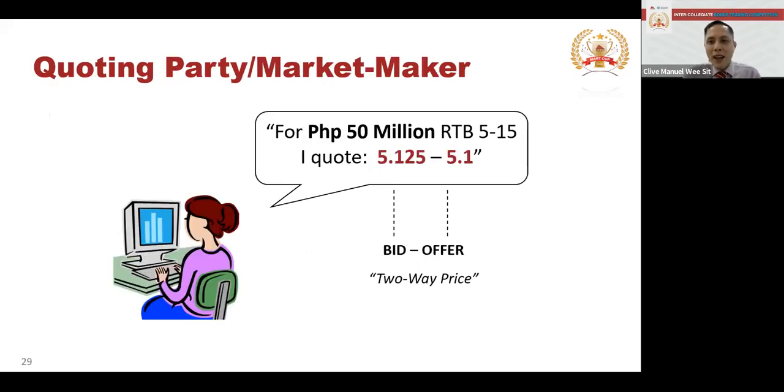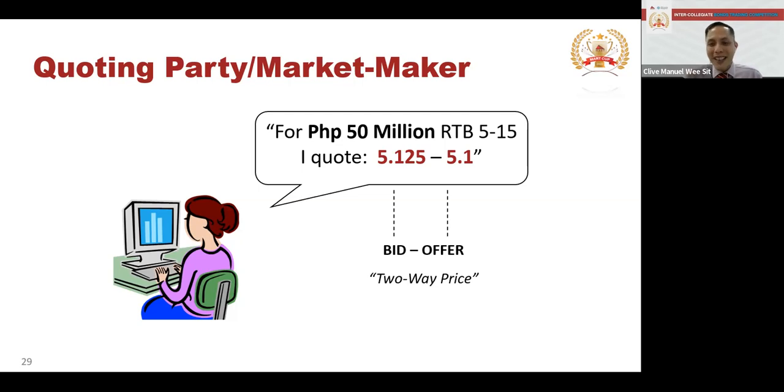So here's an example of a quote that a GSED or a quoting party or a typical market maker would provide to a client or to a counterparty. So for 50 million RTB 5-15, I quote 5.125 5.1. What this actually means is the market maker is telling the counterparty or the client or the broker that I am showing a two-way price. I am showing a willingness to buy and to sell by showing both a bid and an offer. And I'm pertaining specifically to the RTB 5-15 for 50 million volume at a rate of 5.125% yield to maturity as my bid and 5.1% yield to maturity as my offer.